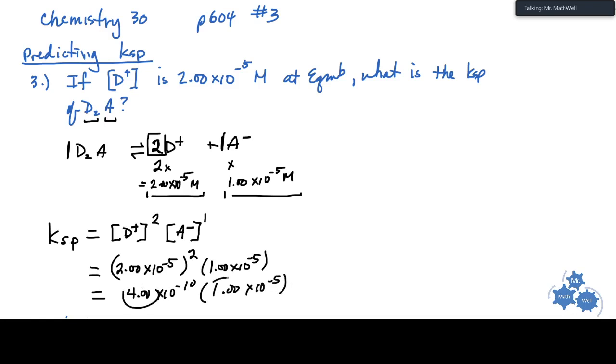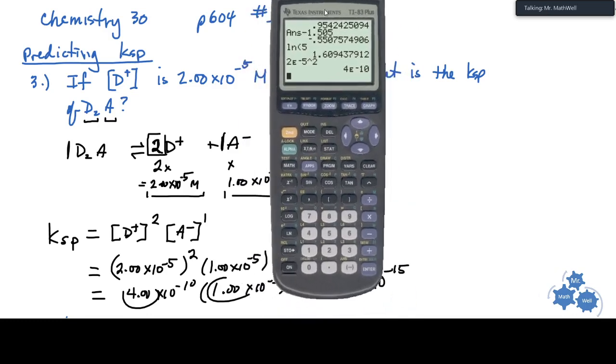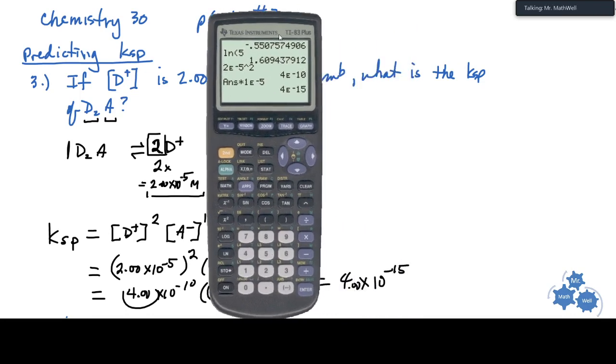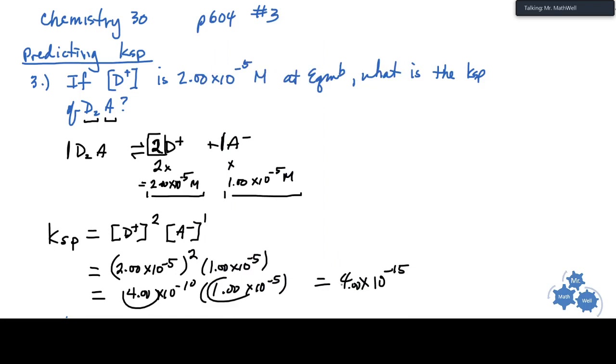And so 4 times 1 is going to be 4. And -10 plus -5 would be × 10^-15, looks like. And we'll just confirm that on the calculator, so you don't have to take my word for it all the time. So I've got this, and I'm multiplying by 1 × 10^-5. Okay, so 4 × 10^-15. So that's what the Ksp is, and of course we'll keep the 3 significant figures that are given in the problem there. And so here's the Ksp, 4.00 × 10^-15.